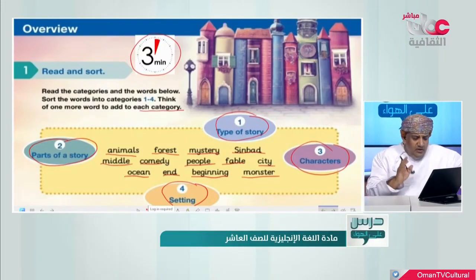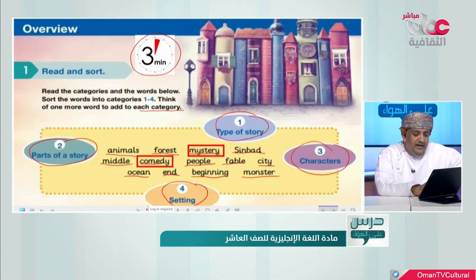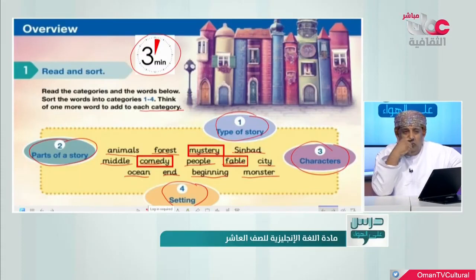I think you know the meaning of these words. Some words are clear and obvious for you. You learned them maybe in grade 8, 9, and this year also. So it is very easy for you. Now let's complete the table. Number 1, type of story: mystery, comedy, and fable. These are three types, and maybe you say tragedy. It's a type of story.